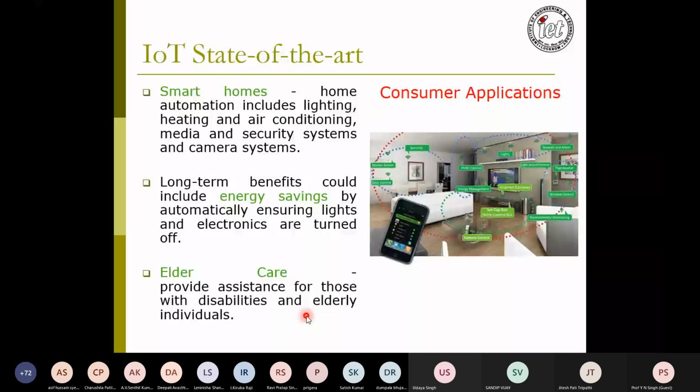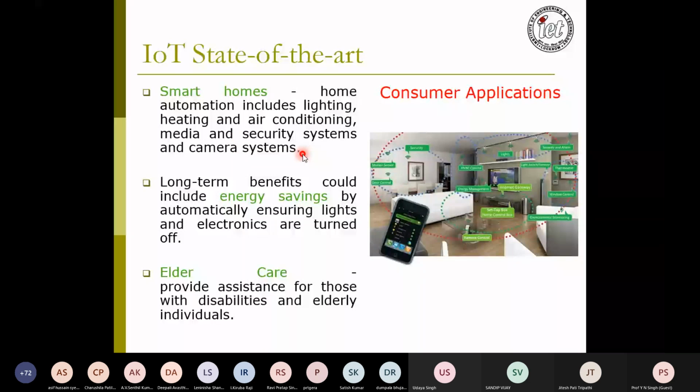So let us see some state of the art of IoT, and then we will try to link it with the AI principles. In consumer applications, a great application of IoT is making homes smarter. Home automation includes automation over lighting, equipment, appliances, heating and air conditioning, media and security systems, and camera systems. And there are many more.